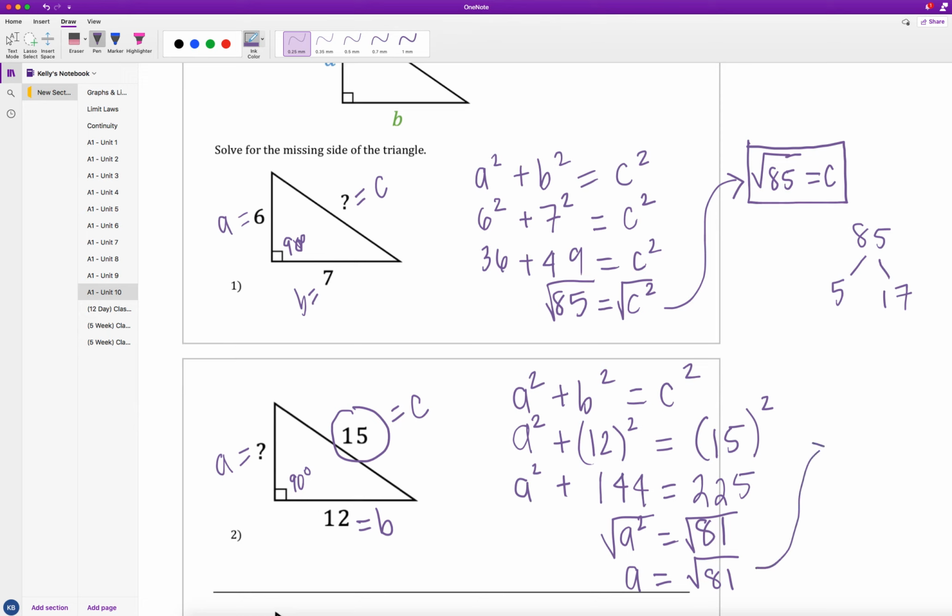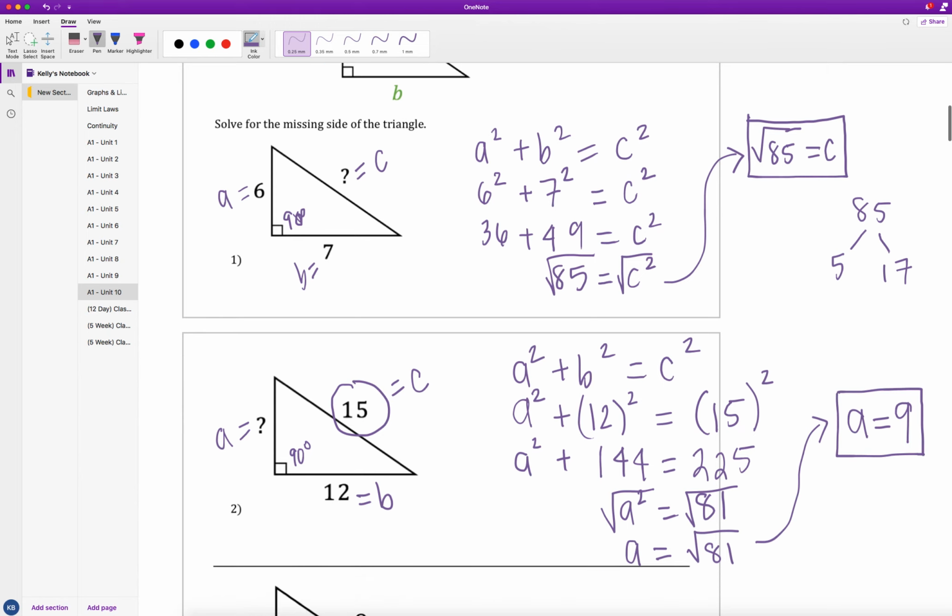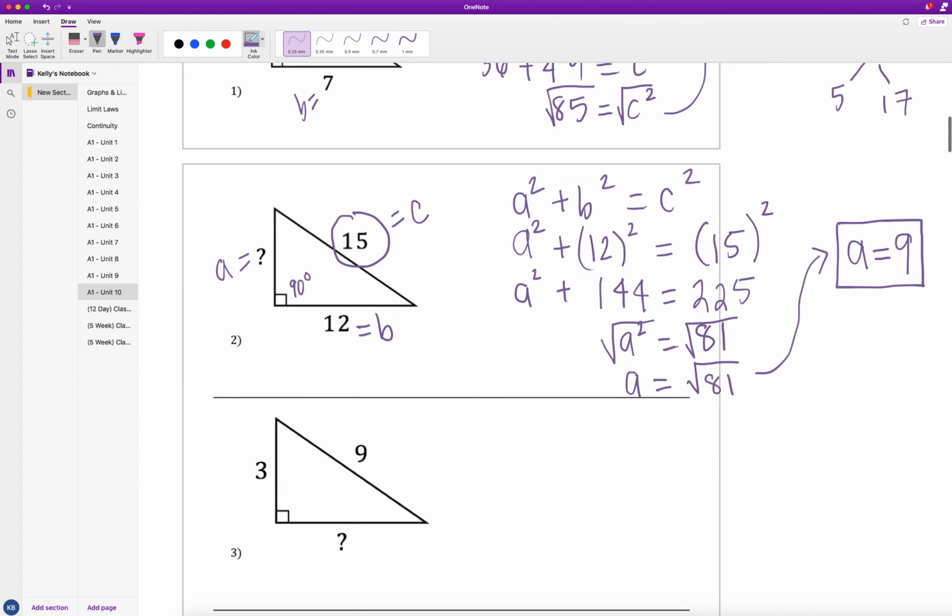And now we want to think about whether we can simplify this down. Can we simplify the square root of 81 any further? In this case, we can't. 81 is a perfect square, and the square root of 81 leaves us with 9. So the length of the missing side for this triangle is a equals 9. Let's look at our third example.